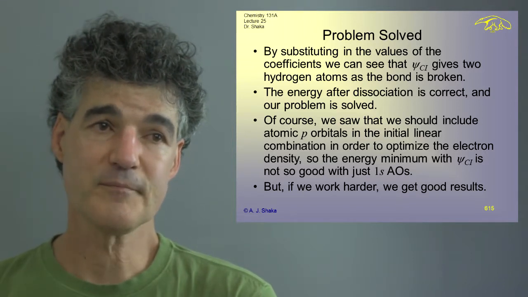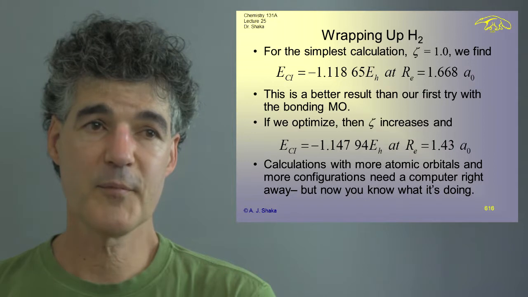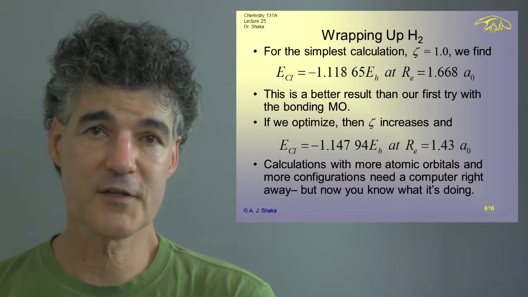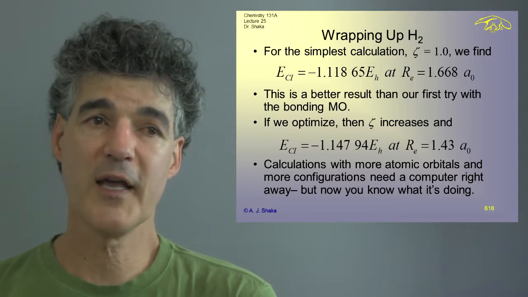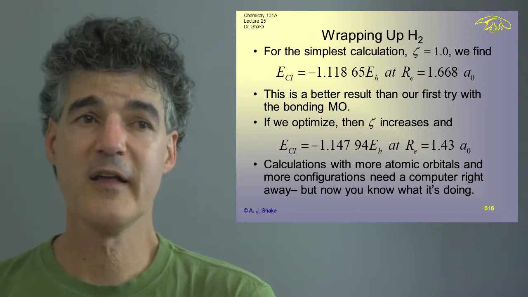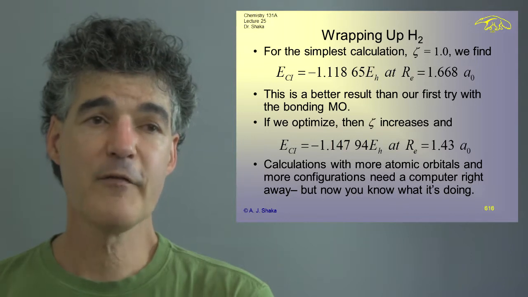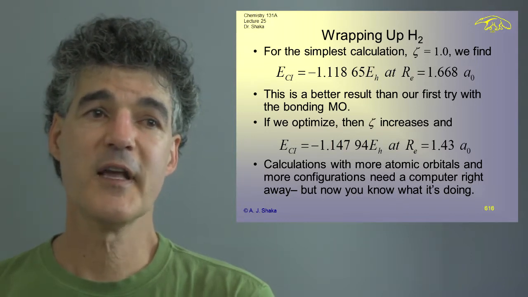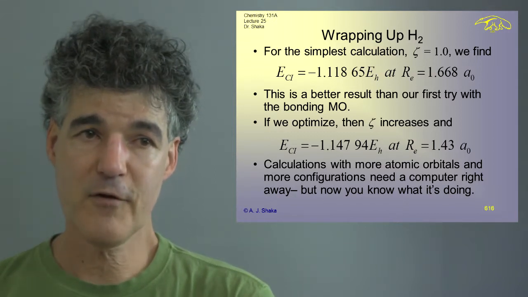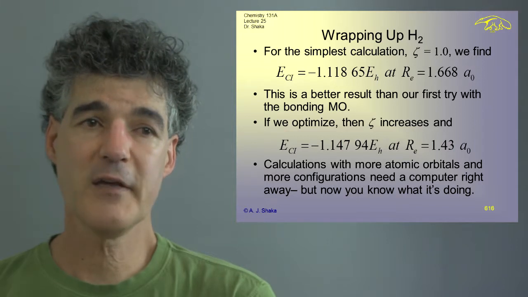It's kind of satisfying. For the simplest calculation then, wrapping up H2 with zeta equals 1 and not optimizing it, we get the energy, what I'll call ECI for configuration interaction wave function, is minus 1.11865, and the radius is 1.668 a naught. This is better than our first try with the bonding MO. If we optimize zeta, then it increases and the energy becomes smaller, minus 1.14794, and the internuclear distance is now 1.43.